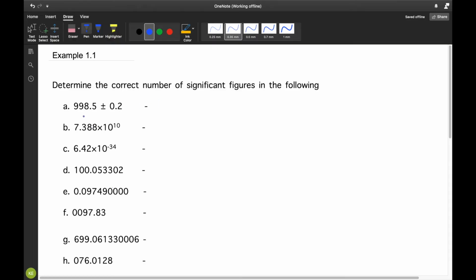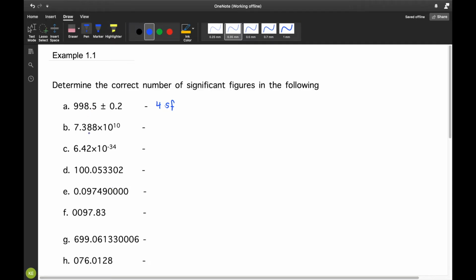For letter A, we'll have 1, 2, 3, 4. So we'll have four significant figures. From rule number 1, all non-zero digits are significant. But if you'll notice, I haven't included this uncertainty. So take note, even adding or subtracting this uncertainty to this number, you'll still get four significant figures.